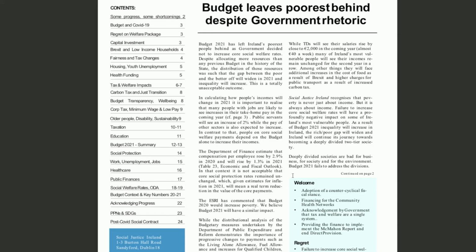There are also other costs that poor people face, particularly the people on social welfare core payments who do not benefit from fuel allowances or from some of the other very welcome initiatives that government did take yesterday. There are tens of thousands of people who won't benefit from those at all, or only benefit from some of them. As well as being left behind in terms of pay, the difference between their no increase and people's pay increases for those with jobs, there's also the reality that people in this space will face additional increases in the cost of food as a result of Brexit, and they will also face higher charges for public transport as a result of increased carbon tax.